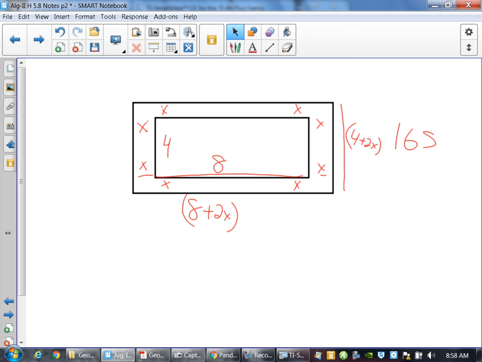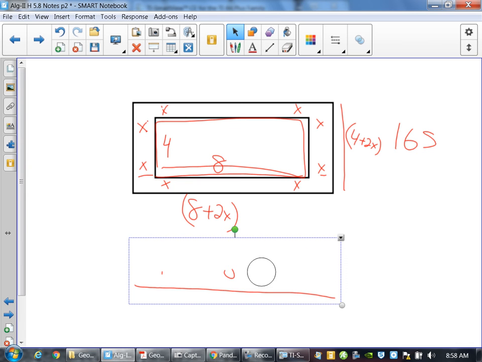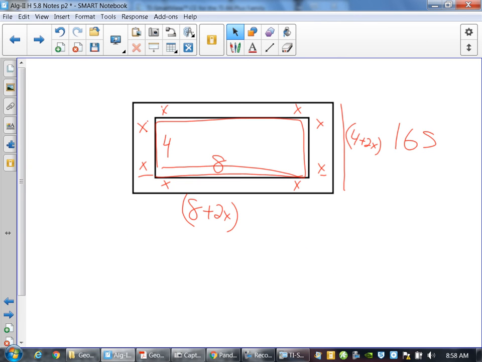But how do you know? What does it have to do with the number 8? They gave you this interior dimension to start with. It was 8 by 4. So if from here to here is 8, and this much is x, and this much is x, what's the whole thing? How many x's are there? So it'd be 2x plus 8. That's it. That's all it is. You got it now.